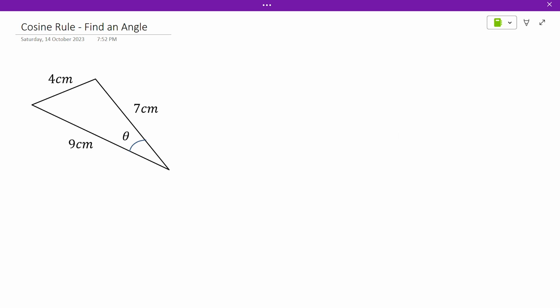Hi everyone, today we're going to be using the cosine rule to find an angle. So we're given a triangle here and we are tasked with trying to find out what theta is.